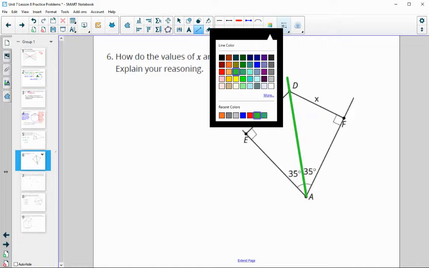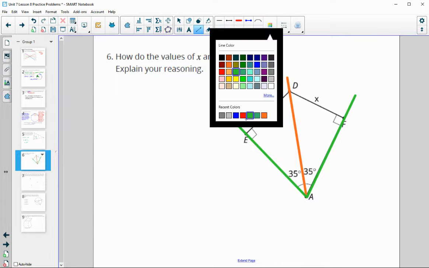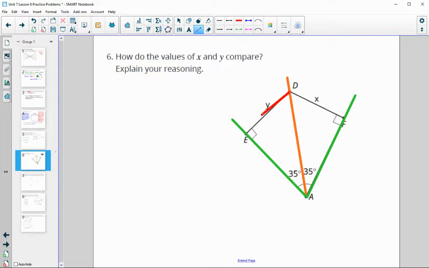And so I'll draw those sides on too. So here's the sides of the angle. So any point on this orange ray is going to be equidistant from the green sides. And we know that the distance to the ray is going to be a perpendicular line. So we know that Y is the distance, and we know that X is the distance. So these two are going to be the same because they are the same distance. D is the same distance from the 2 green rays. So we know X and Y are equal. Could have explained it that way.